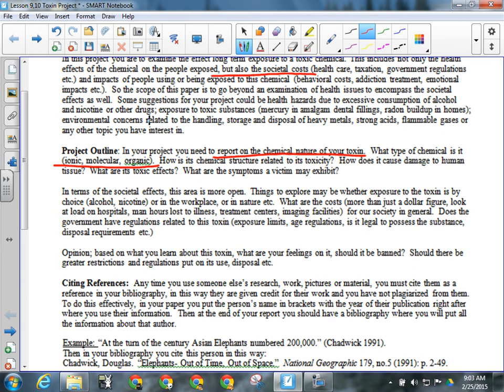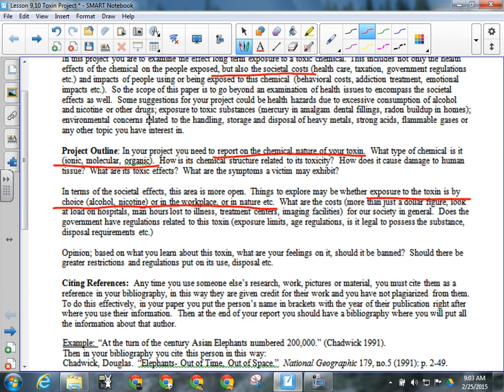In terms of societal effects, we've kind of talked about the things you want to look for. First off, is the exposure to the toxin by choice? Is this something that people purposefully do to themselves? Drugs, that would be by choice. Or is it something that's in the workplace or in nature, accidental exposure? Things like that, we don't know.